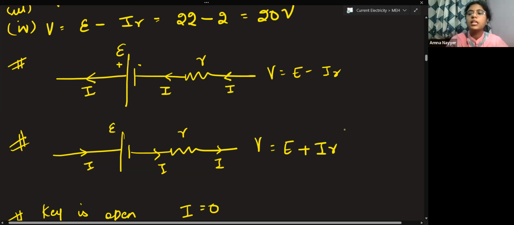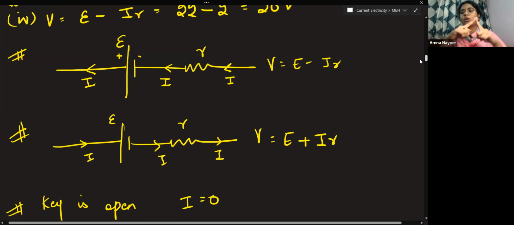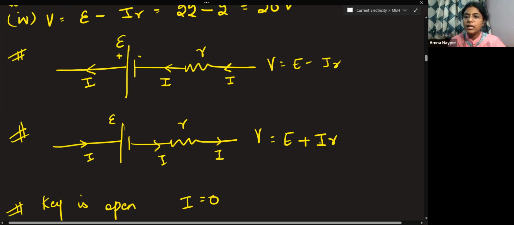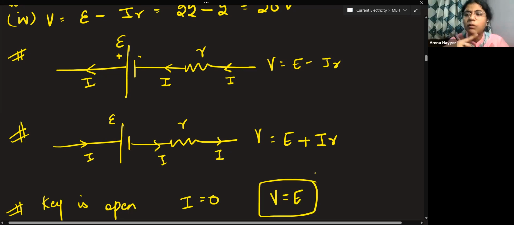All right, and if the key is open by any chance, key open means the circuit is not closed, it has not been tapped closed. So current will be zero. If current becomes zero, then if you put current as zero in either of these equations, V will be equal to E. So these three conclusions were left. Just note down all these three.